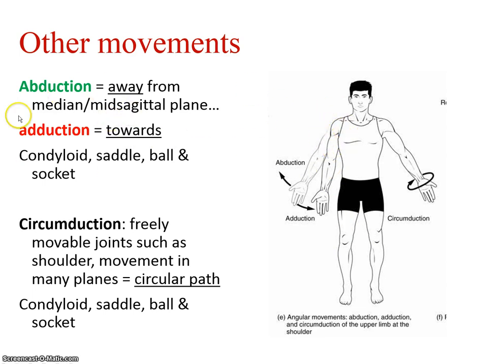So the joints that allow this movement are condyloid joints, right? Saddle, right? Ball and socket, and you're seeing the ball and socket here. Circumduction is a 360-degree rotation. So it's many planes, right? Multi-axial. And you basically, again, 360 degrees, a circular path. And so condyloid, saddle, ball and socket also do this. And this is one of the greatest ranges of motion, circumduction.